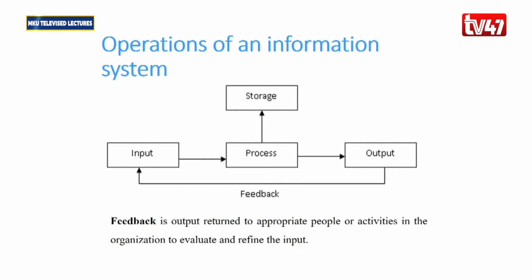Feedback from output. This feedback is the output that is returned to the appropriate people or activities within the organization. So within the organization, we can have feedback so that we can evaluate a particular process that has just been executed or performed by a particular set of components within the information system. So feedback is very critical because it enables us to make decisions. It enables us to see if we can proceed with the current trend or we can bring in change within the organization. If we don't use feedback well, then we might not know exactly where the organization is going. So it is very important.